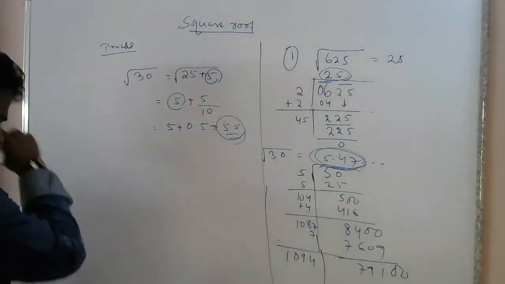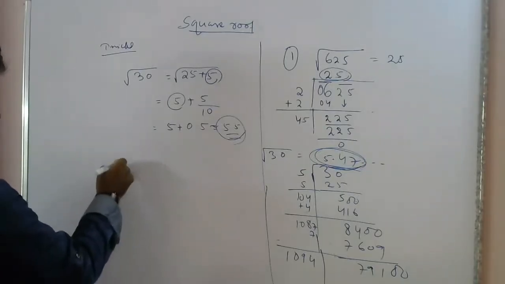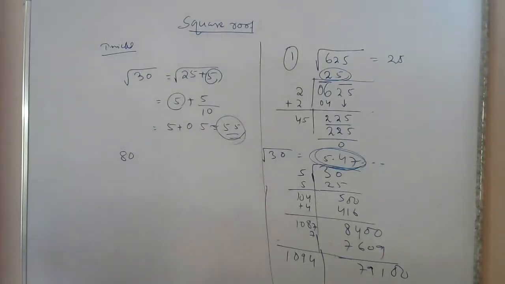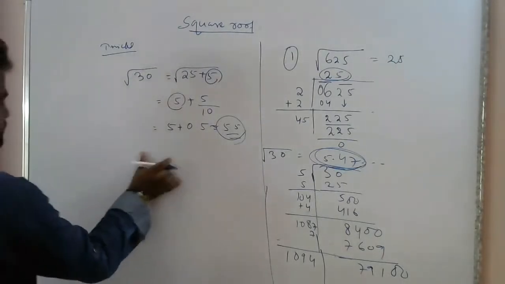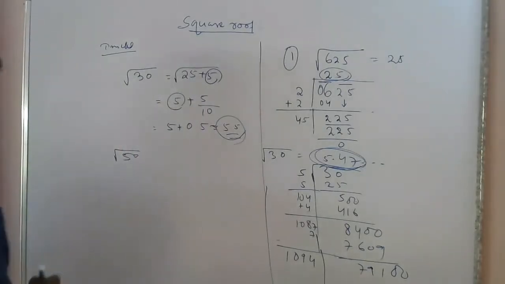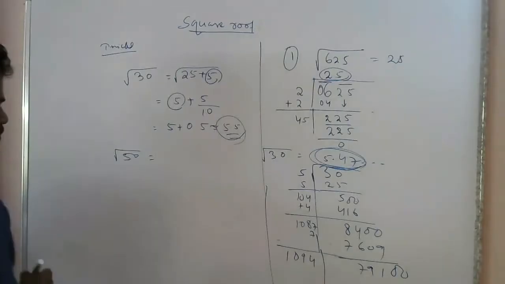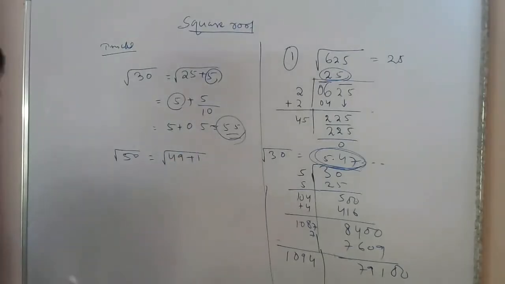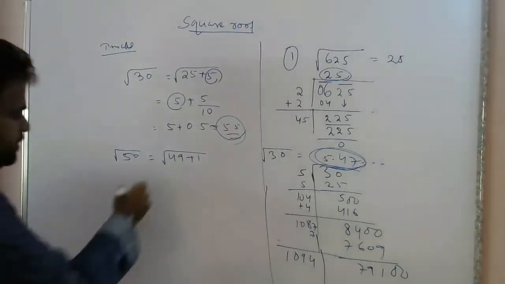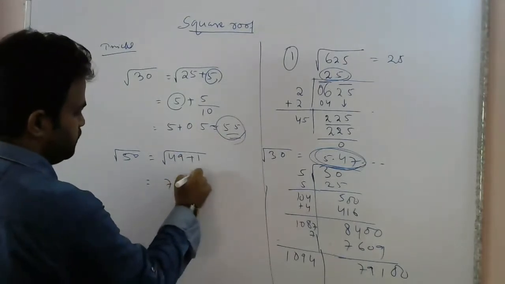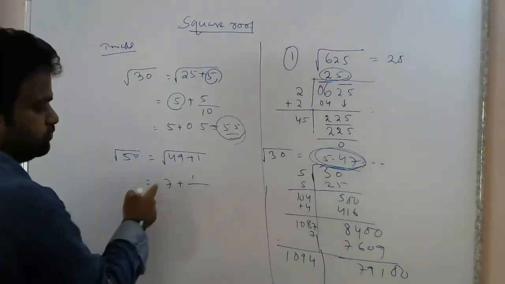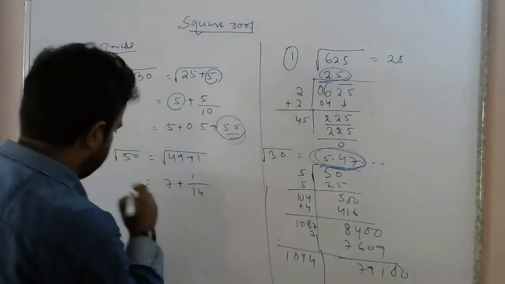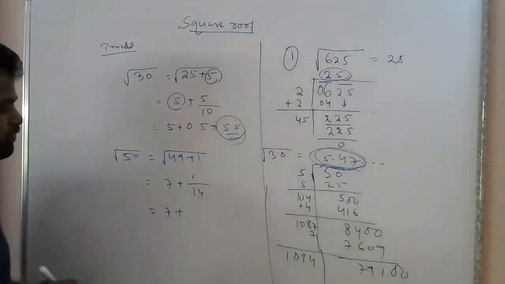Suppose, for example, you take the square root of 80 or the square root of 50. The square root of 50 is 49 plus 1. So 49 is 7, plus 1 by, what will be the denominator? 7 into 2, 2 times of this number. 1 by 14. So this is 7 plus 1 upon 14.